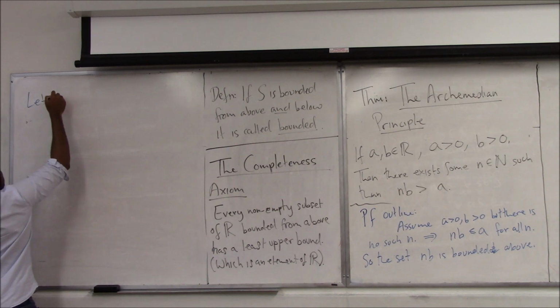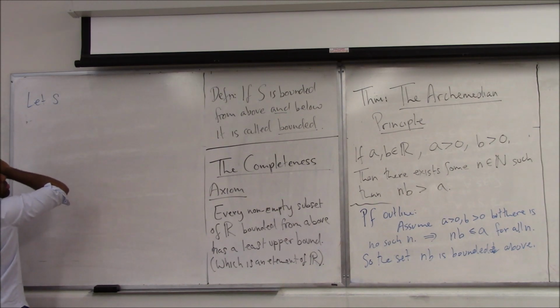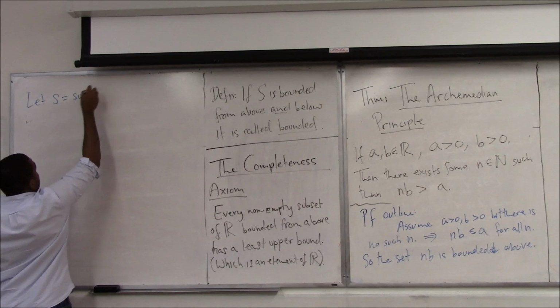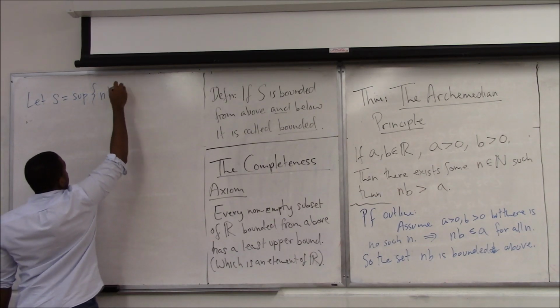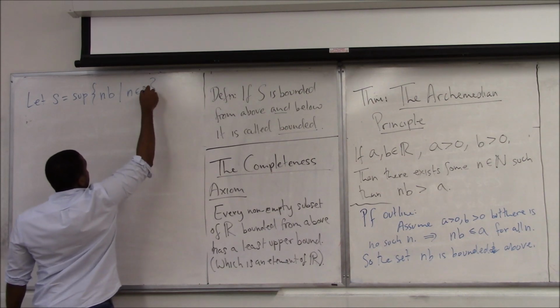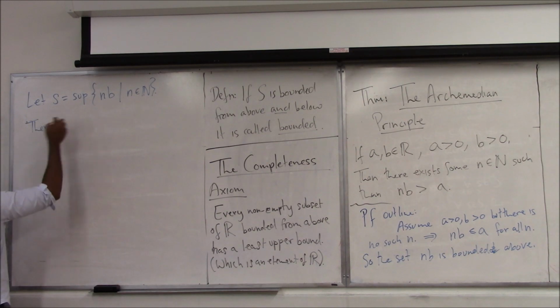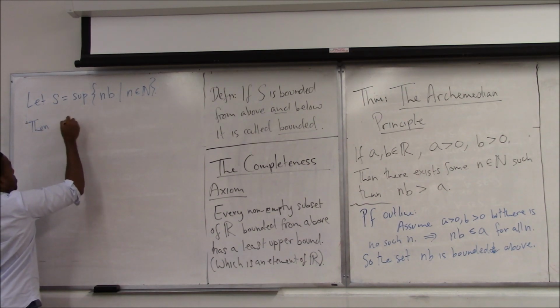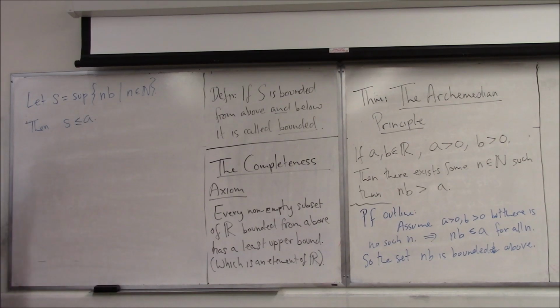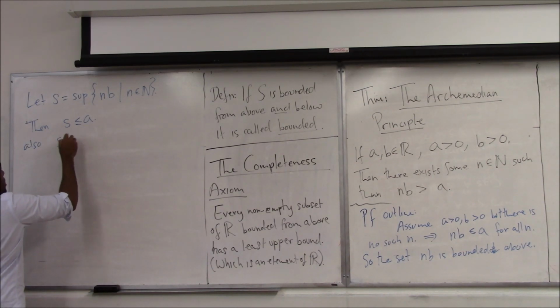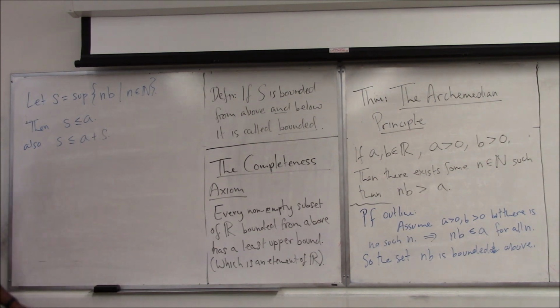Let S equal the supremum of this set, the supremum of all things that look like that. Then I know that S must be less than or equal to a. And on top of that, S must also be less than or equal to that. So I take S and I add a positive number to it. It is bigger than the original S.